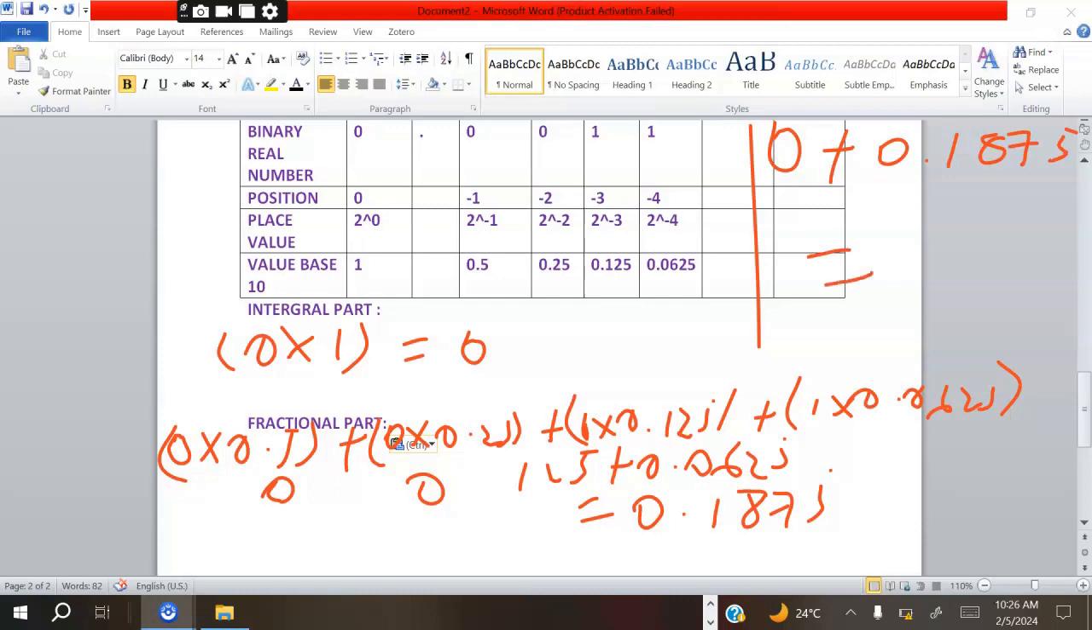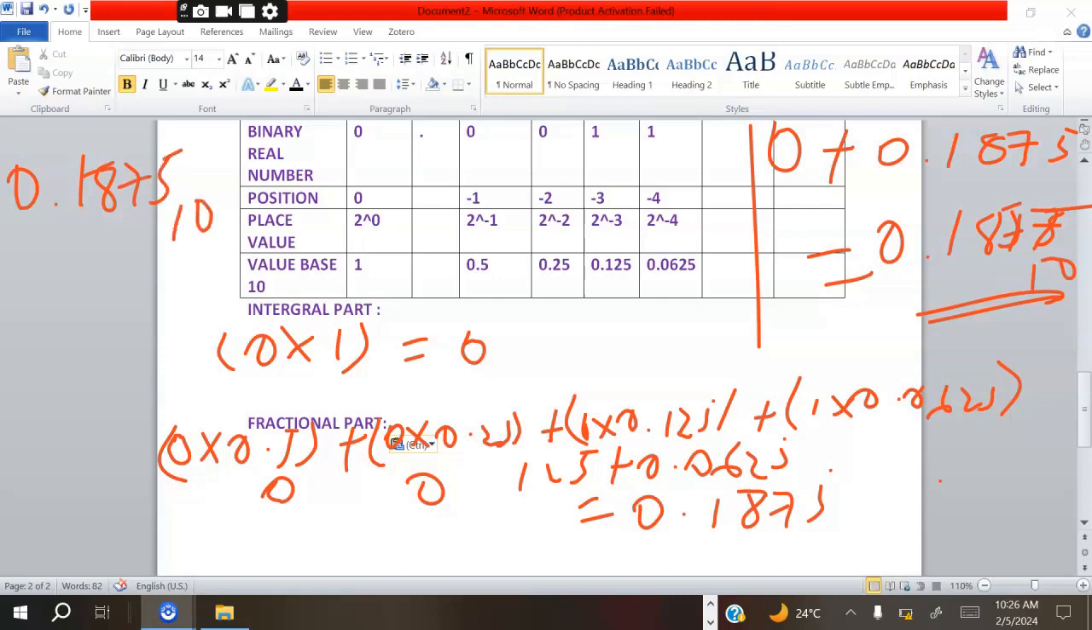Okay, now the value for the integral is 0 plus 0.1875, which is giving a total of 0.1875 base 10. So this is the final answer. Let me write the final answer here, 0.1875 base 10. So that's the answer for this particular question.